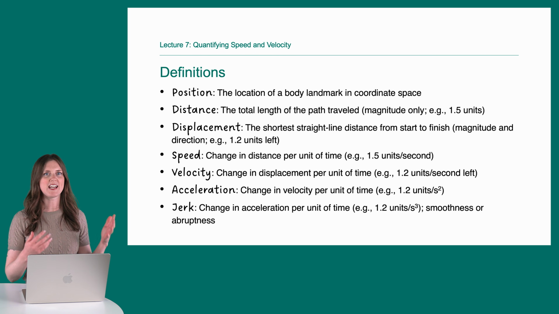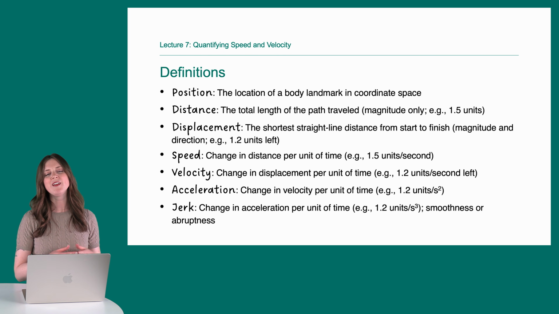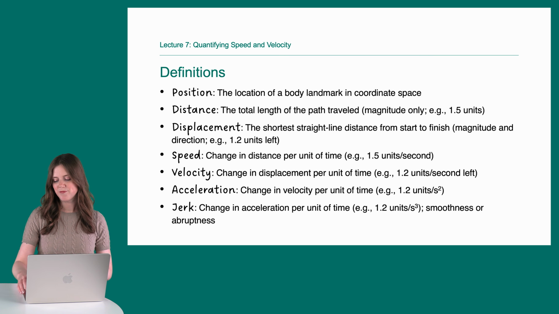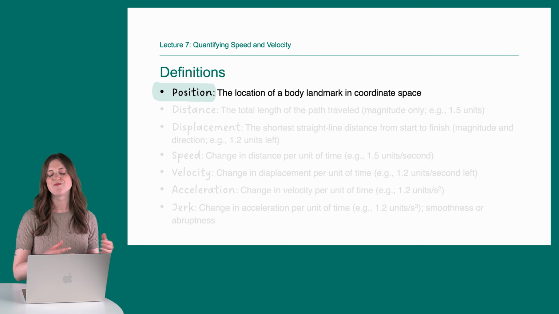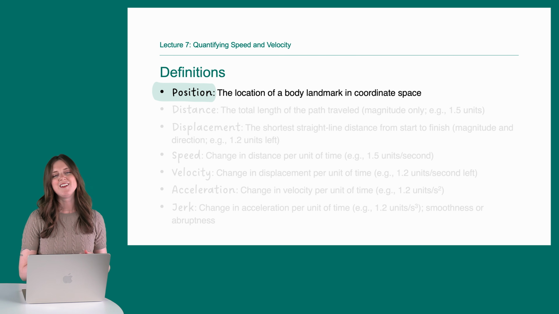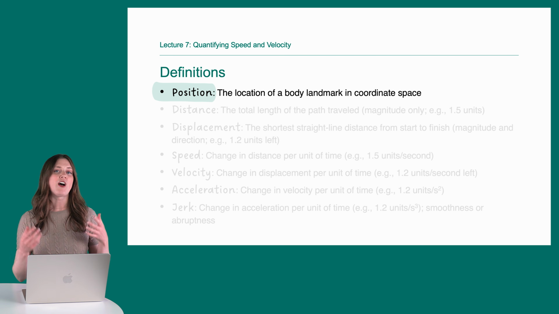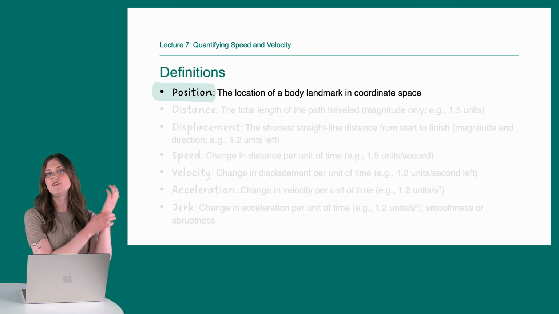We've got a few technical definitions in this lecture, and we'll go through them each one by one. So we'll start with a definition for position. Position refers to where an object is. And for this lecture series, the objects we're interested in are body landmarks, for example, the wrist.